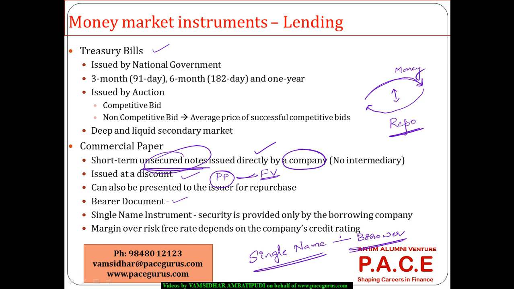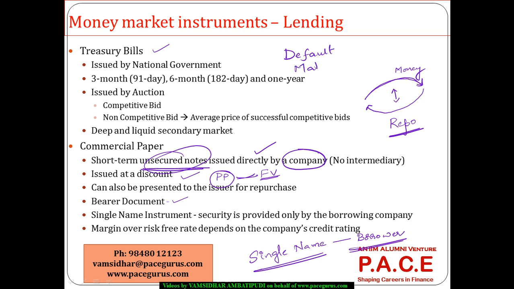Similarly, the commercial paper is a single name instrument where the name of the borrower is written on it, but the lender's name does not exist. Whoever has the physical copy of that commercial paper is entitled to receive the benefits on maturity. So the return in excess of the risk-free rate of return is an indication of the default risk as well as the maturity risk.